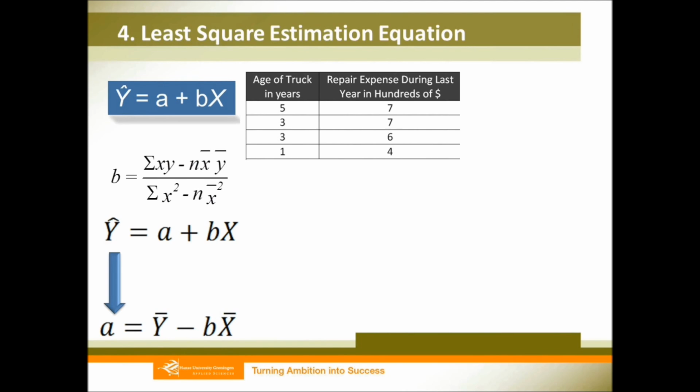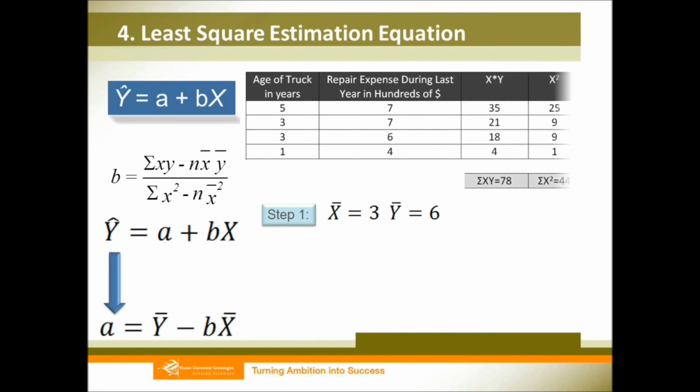Let's look at this example. Suppose we have 4 trucks, and we document how old our trucks are. And we also document how much repair expenses we have to spend during the last year in hundreds of dollars. For example, the first truck, which is 5 years old, we have spent $700 as repair expense. And we first calculate the x bar and y bar. That is the mean of x and y. And the mean of x will be 3, the mean of y will be 6.